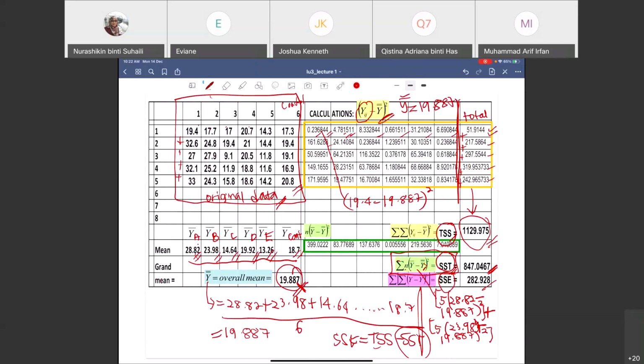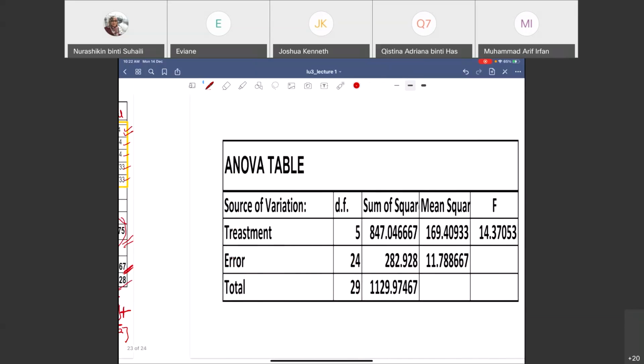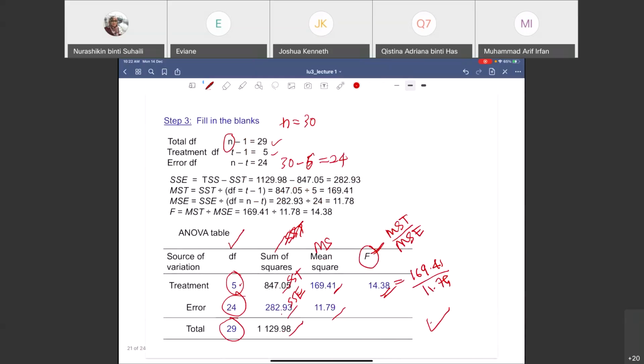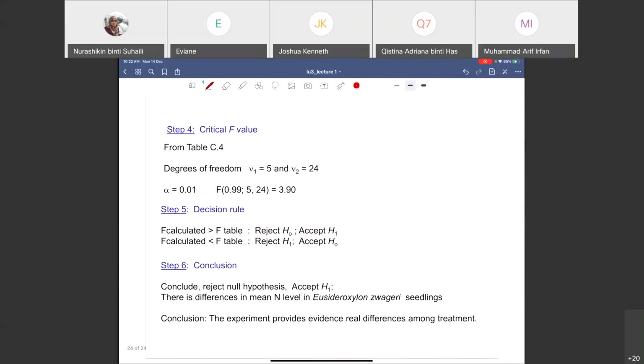Okay, any questions so far? We're not done yet. We're just up to F calculated. So the next thing, you have to find the F table or critical F. Here we term it as critical F, but you have to know that it's from the table.